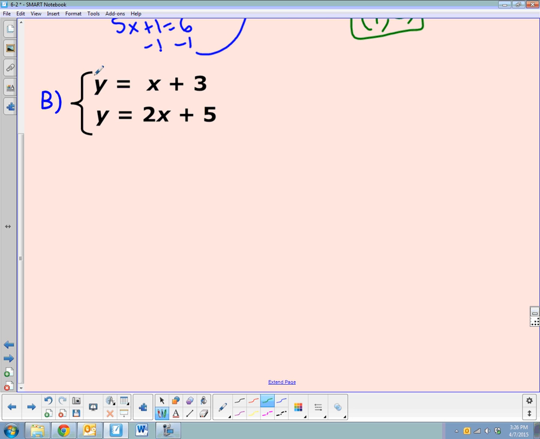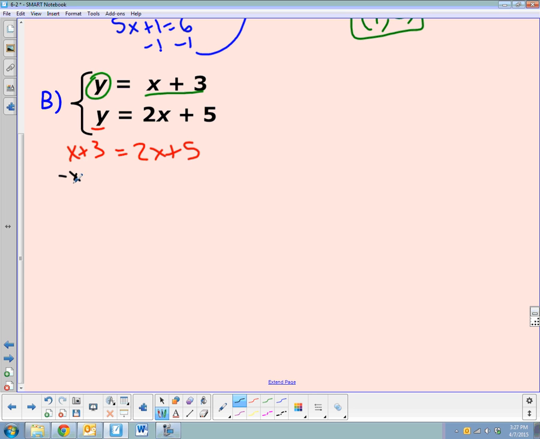Again, y is the same as x plus 3. They are exactly the same. So wherever you see a y, you can replace it with x plus 3. There's a y. I can replace y with x plus 3 equals 2x plus 5. Now I've got one equation with one thing I don't know. So I can solve for x.